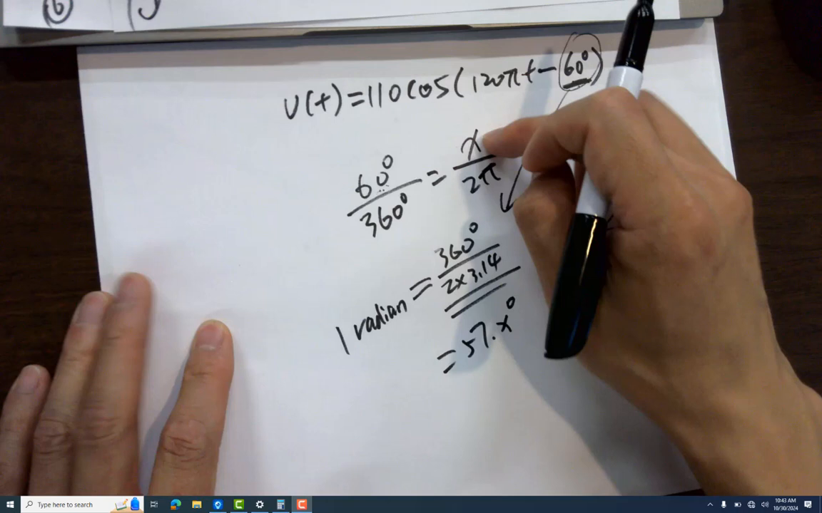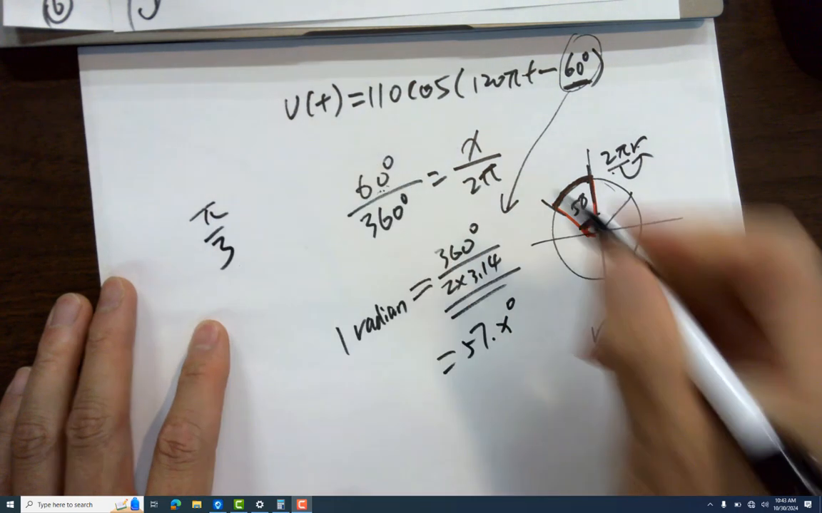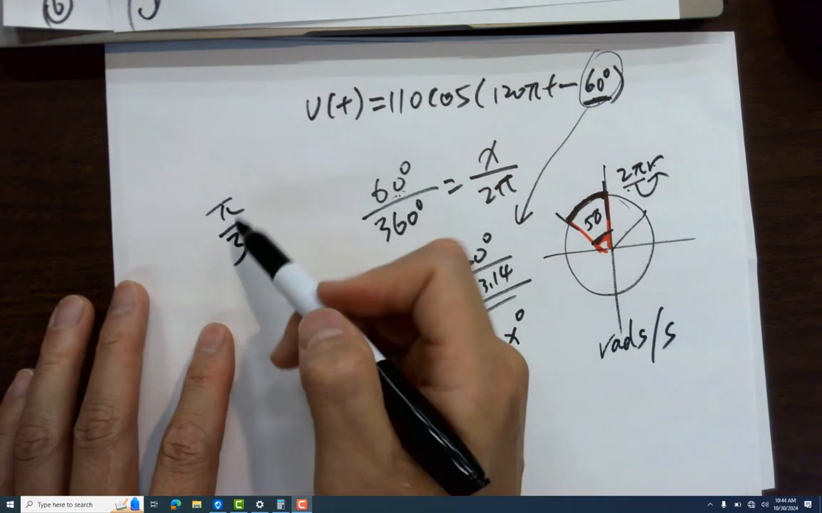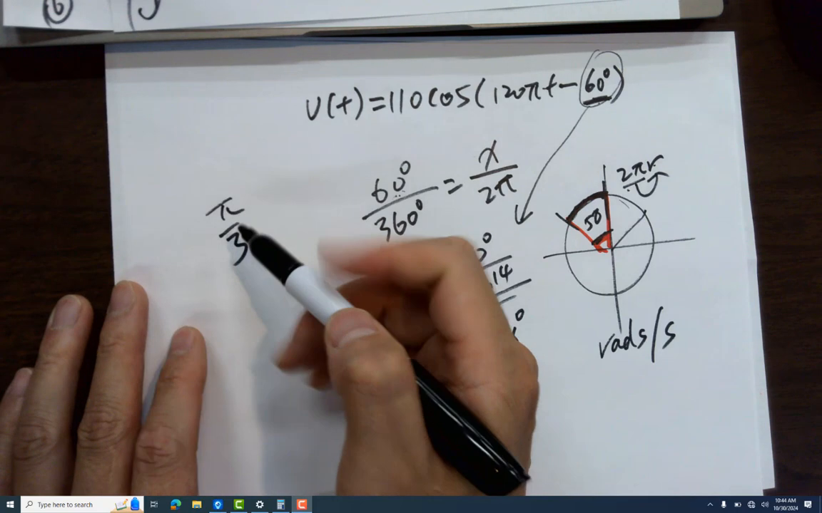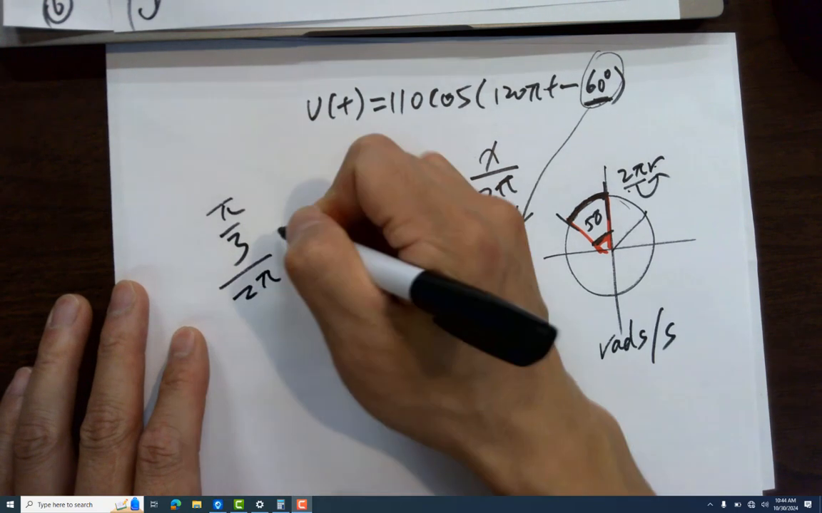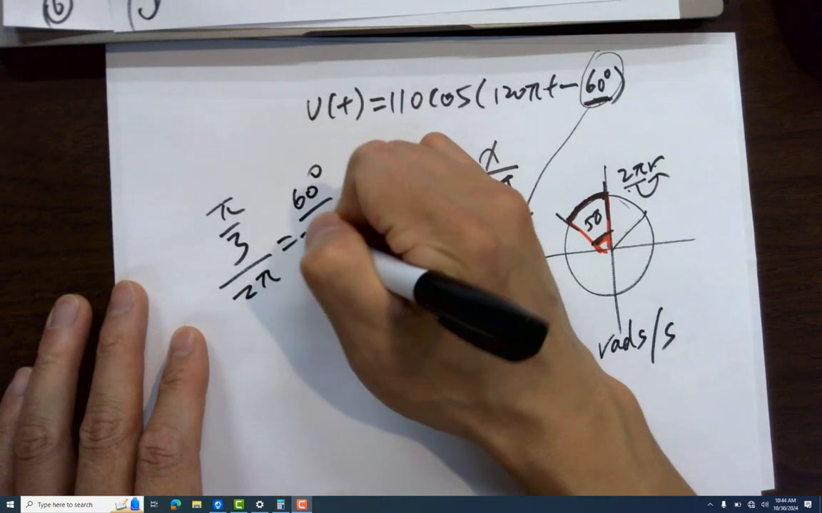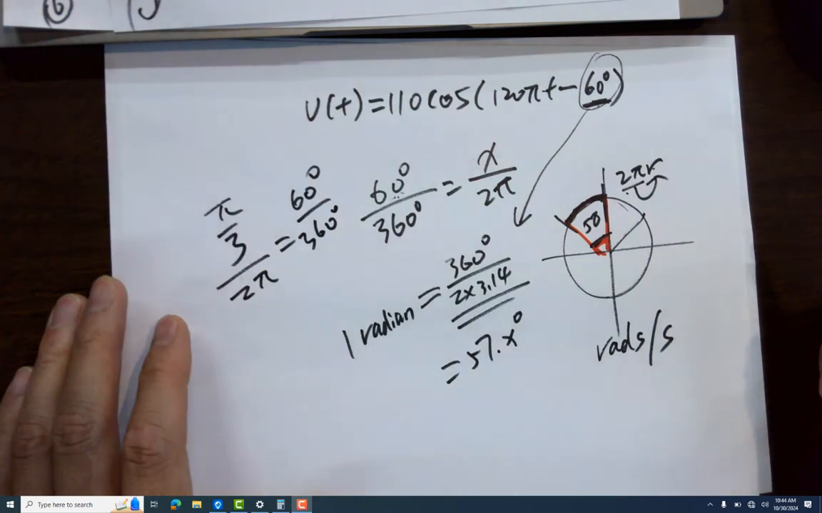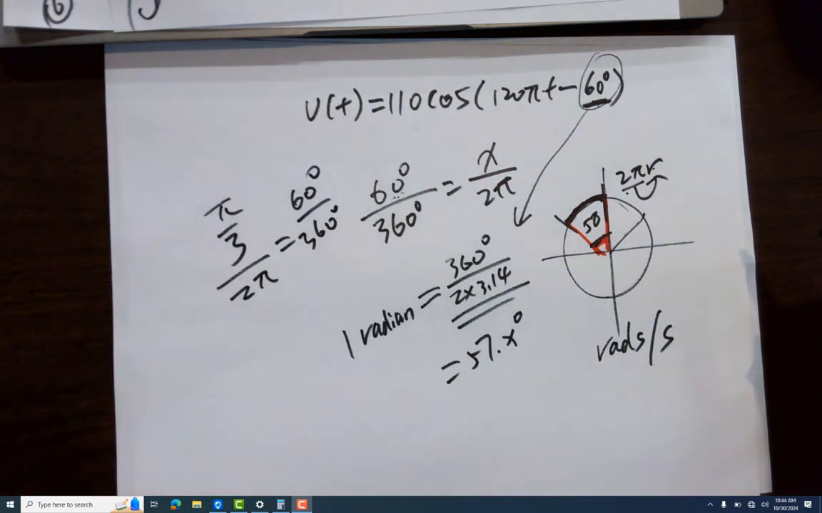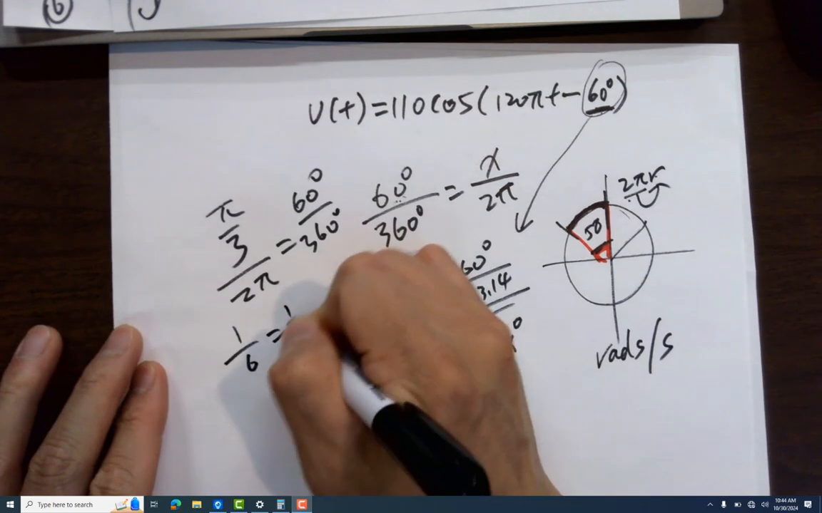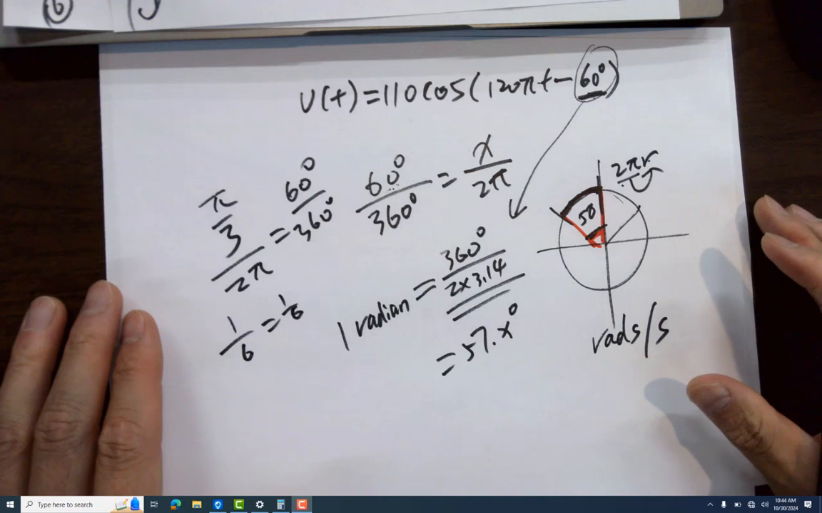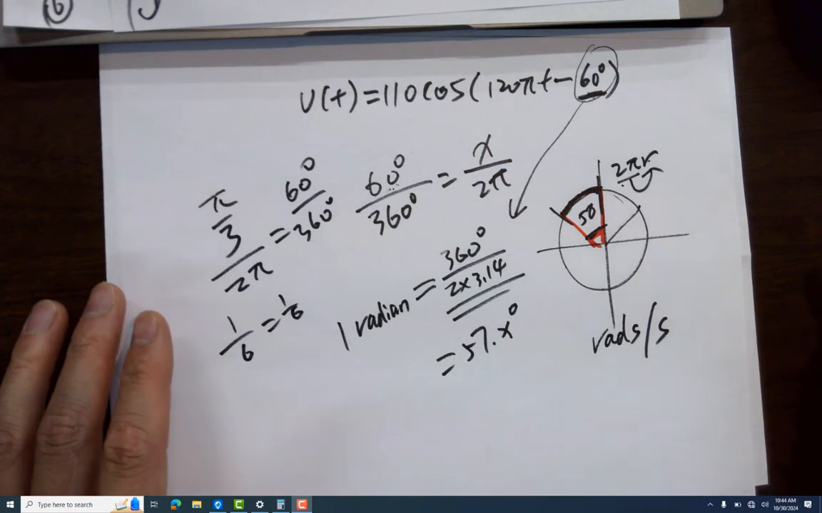If you have a radian, for example, the radian is pi over 3. You have heard about this a lot. Pi over 3 is what? 60 degrees, right? If this over 2 pi, is this equal to 60 degrees over 360? Are they the same? Yes, right? 1 over 6 on both sides. Make sense?